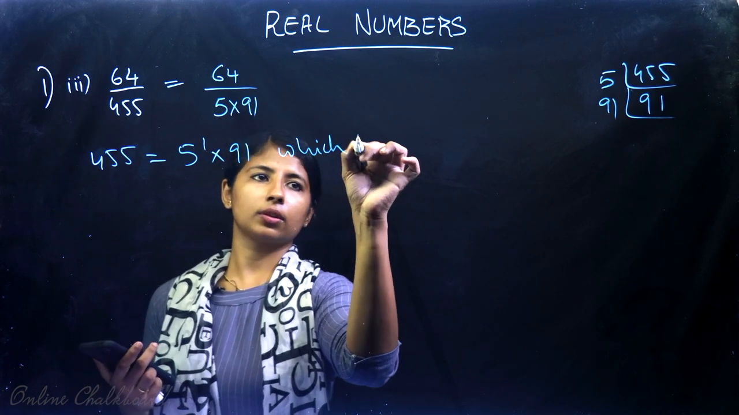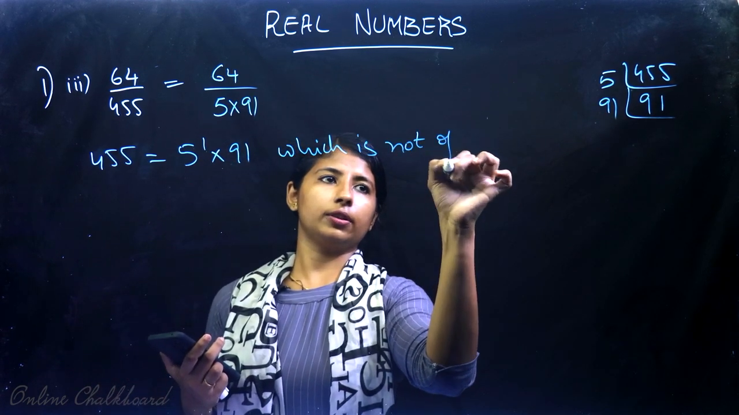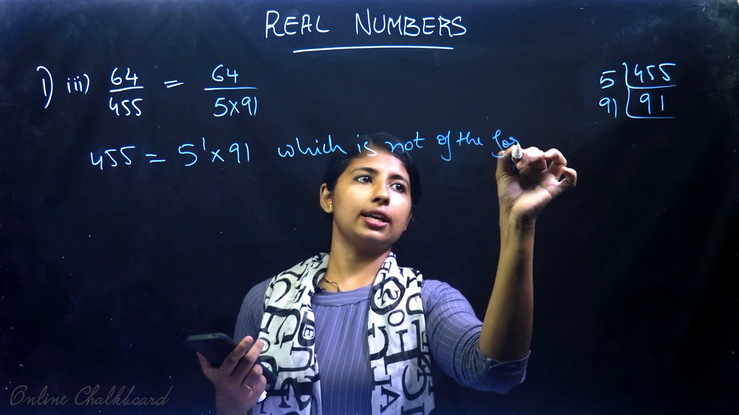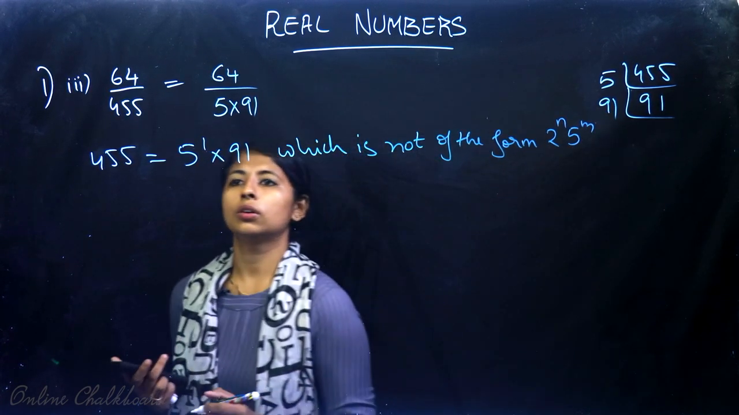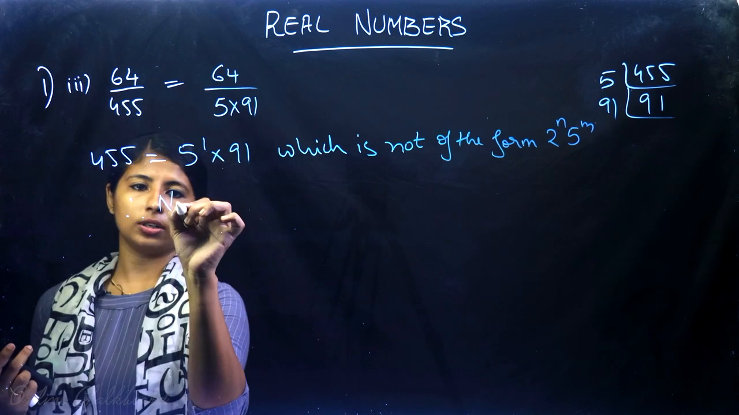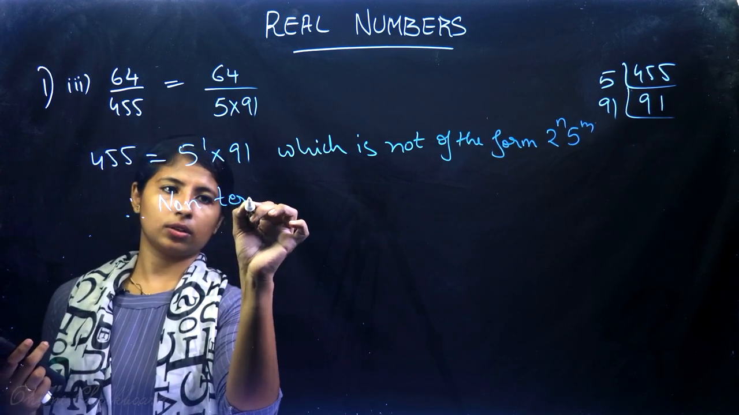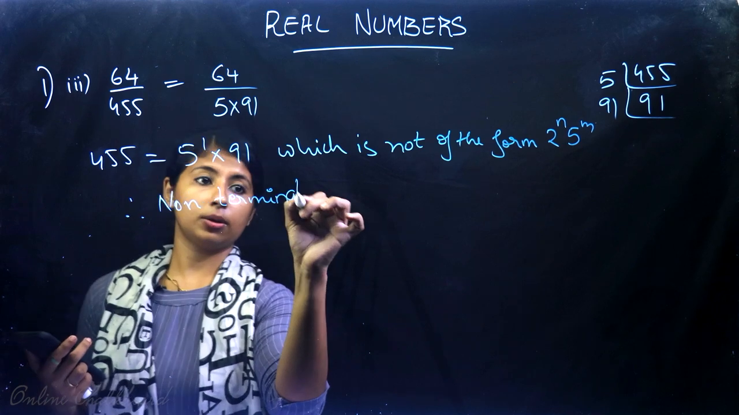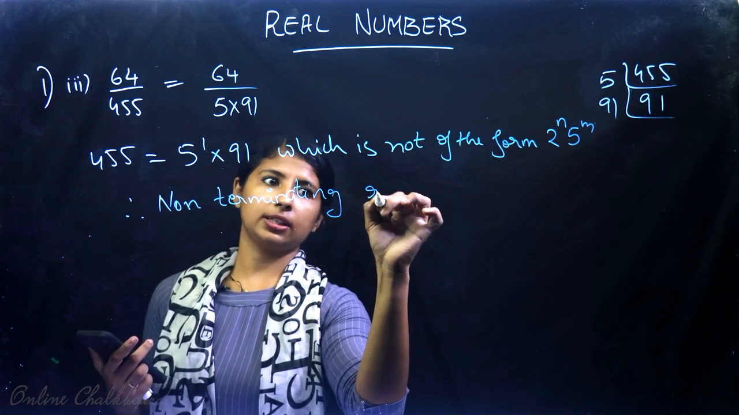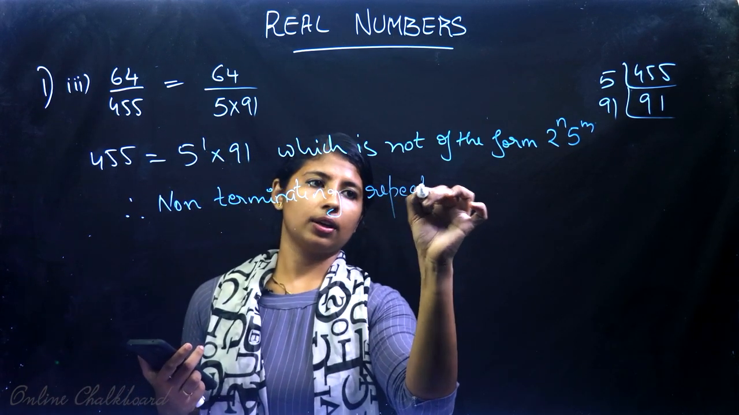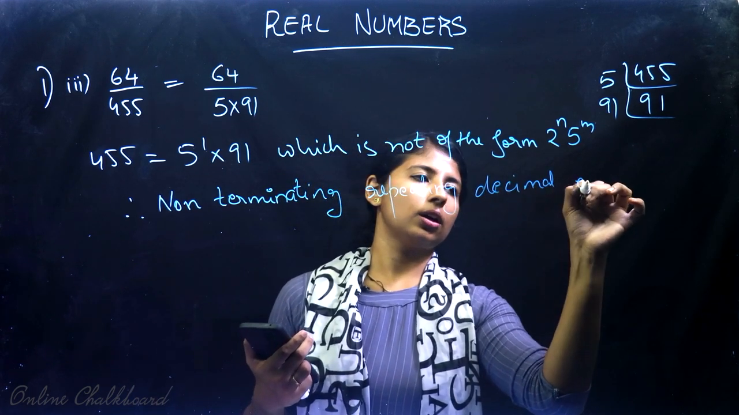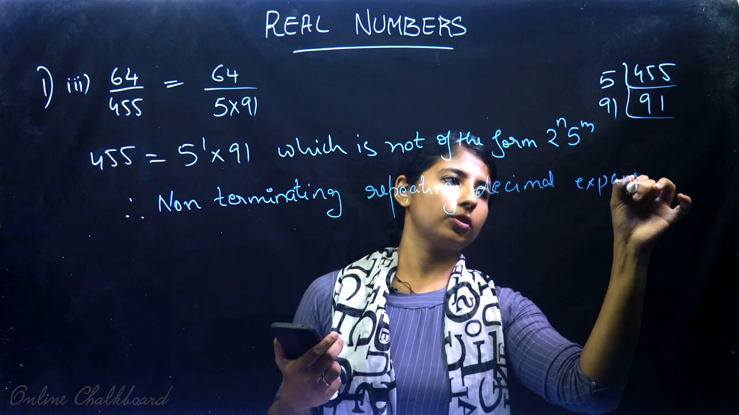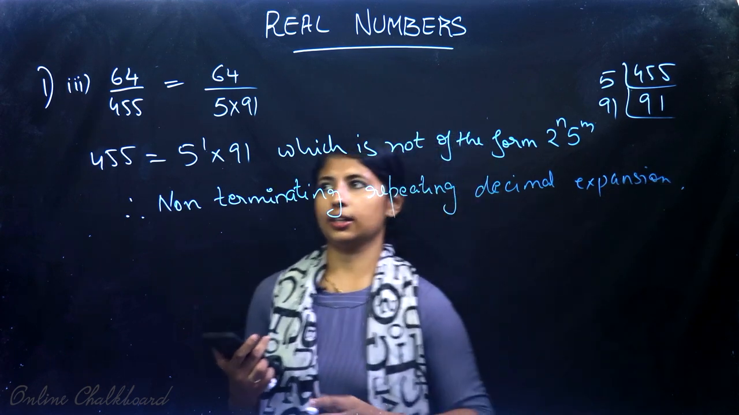2 raised to n into 5 raised to m. There should not come any other number other than 2 and 5. So therefore, non-terminating decimal expansion. Non-terminating, repeating, because this is a rational number. Repeating decimal expansion. We don't have to calculate for question number 2 because this is not terminating.